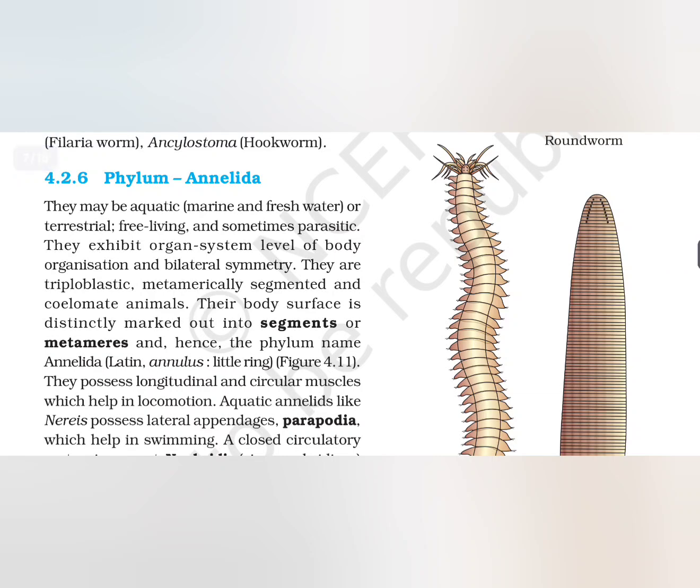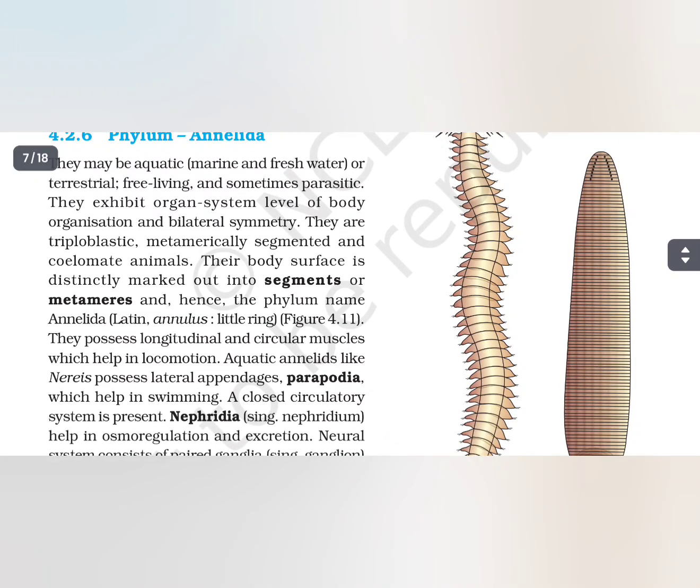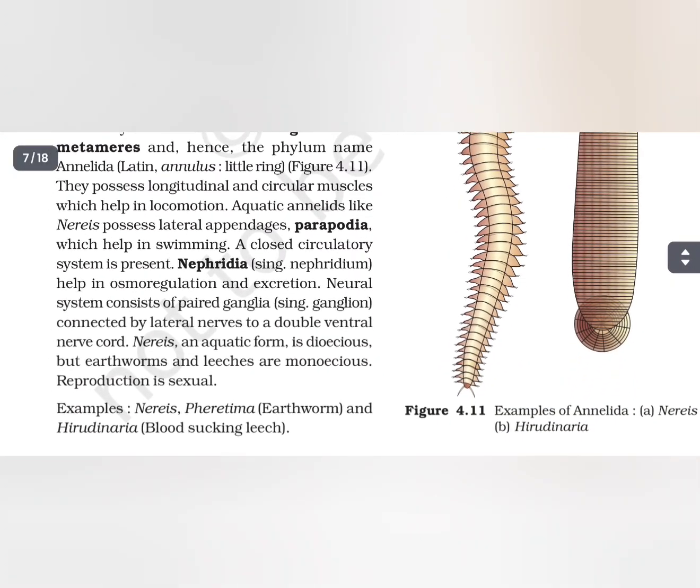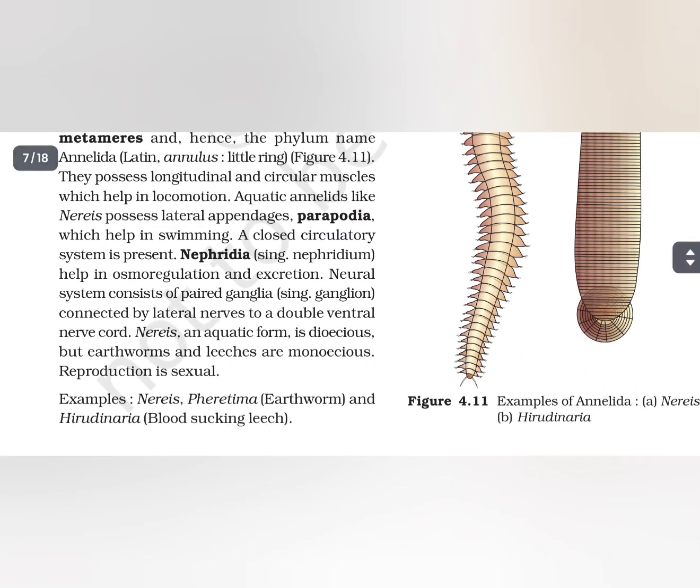Phylum Annelida. They may be aquatic, marine and freshwater, or terrestrial, free-living and sometimes parasitic. They exhibit organ system level of body organization and bilateral symmetry. They are triploblastic, metamerically segmented and coelomate animals. Their body surface is distinctly marked out into segments or metameres, and hence the phylum name Annelida, Latin annulus, little ring. They possess longitudinal and circular muscles which help in locomotion.